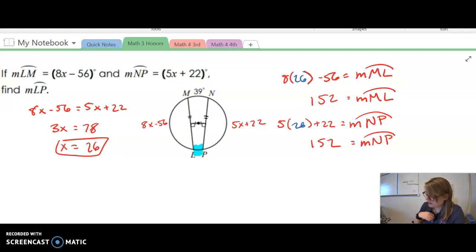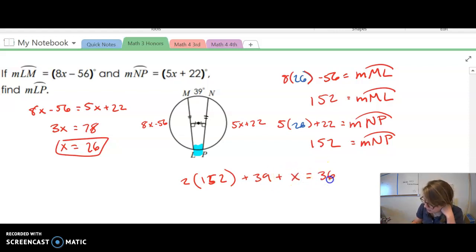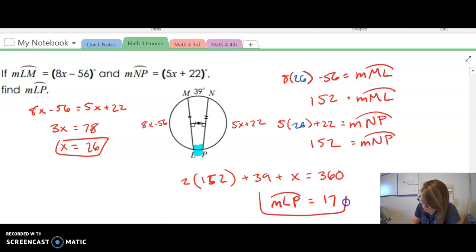So now our last part is to solve for LP. And we can do that by adding all of our arcs together to get 360. So you have 152, multiplied by 2, plus 39, plus x, which is our unknown arc, equals 360. So now what I want you to do is find that missing measurement. So you would have added all of this and then subtracted it from 360, and you get the measure of LP, that arc, to be 17. And that's how you do that.